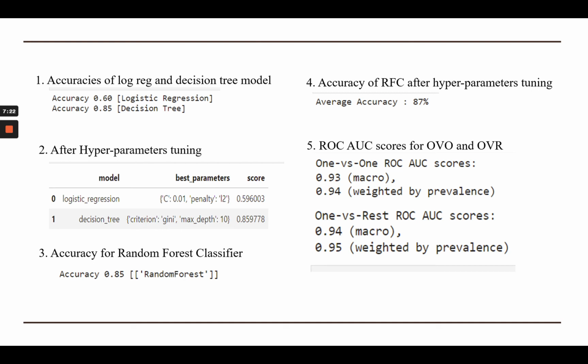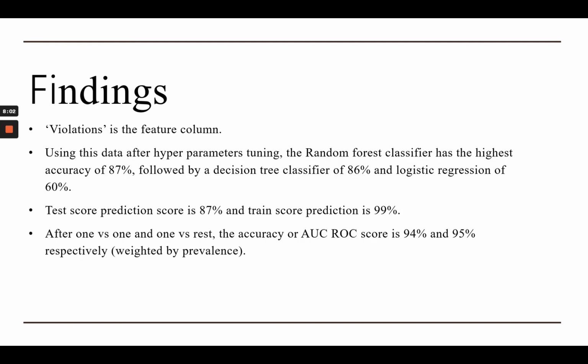And then I used the random forest classifier to see whether there is a betterment in the accuracy. I chose this model and got an accuracy of 85%. After hyperparameter tuning, I got 87% for this, and later I used one versus one and one versus rest. I got 93% for ROC AUC scores for macro, and 94% for one versus rest, and 94% and 95% respectively for weighted by prevalence.